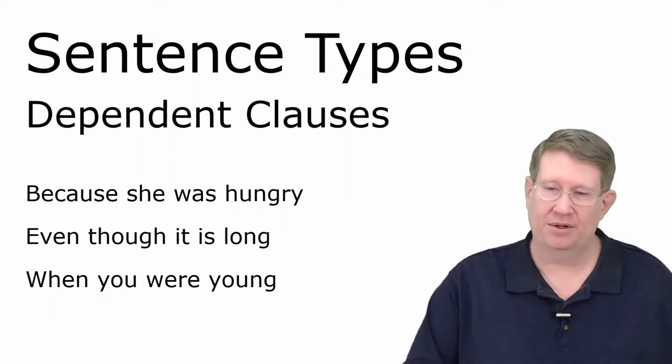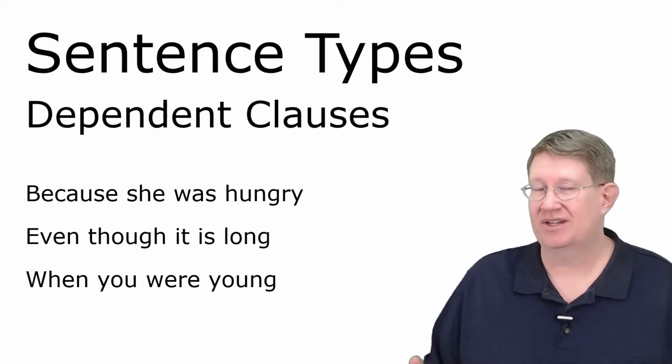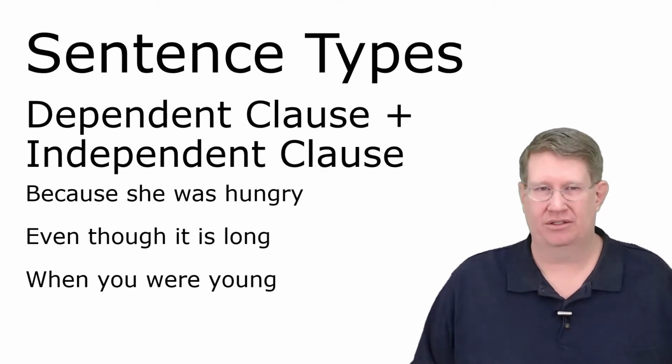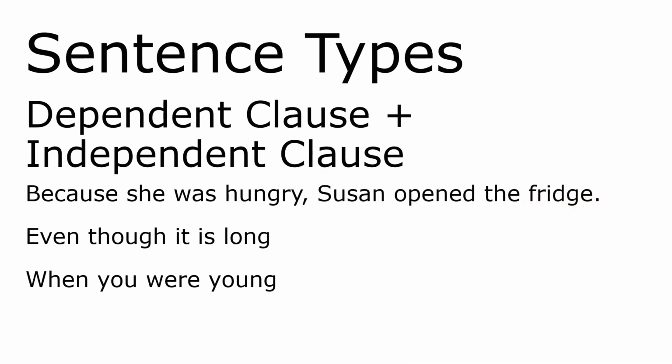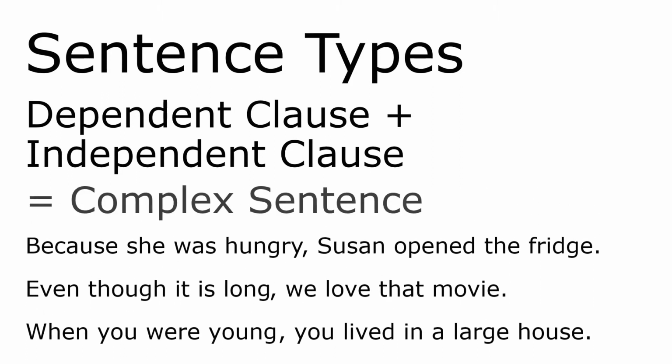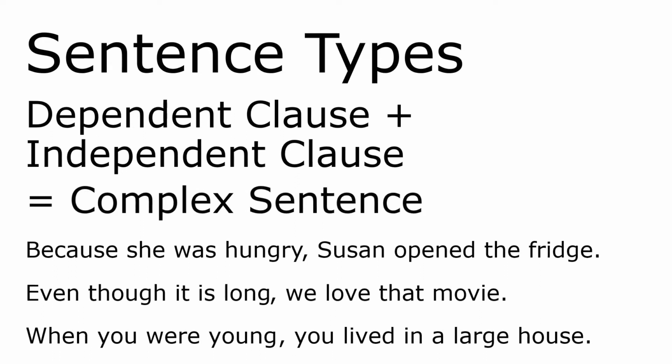Because before we were talking about clauses, now we're talking about sentences. How do I fix this? I have to add an independent clause. Because she was hungry, Susan opened the fridge. Even though it is long, we love that movie. When you were young, you lived in a large house. So, we take a dependent clause, we add an independent clause, and we now have a complex sentence.